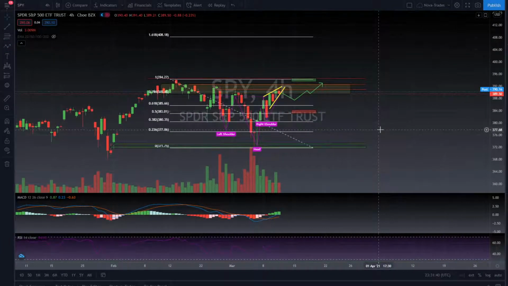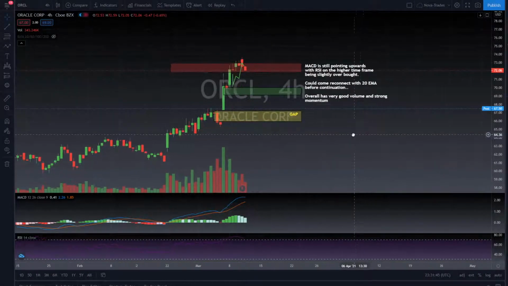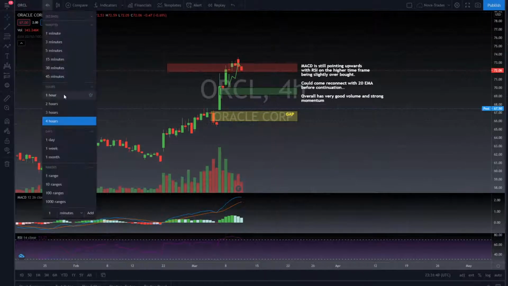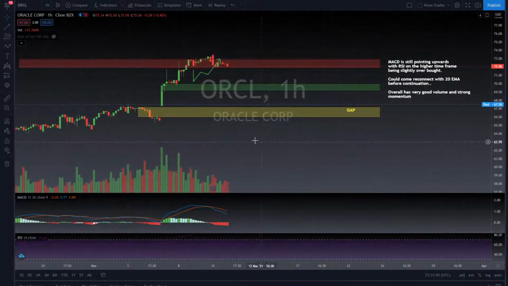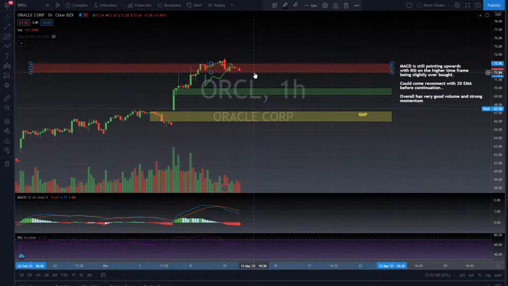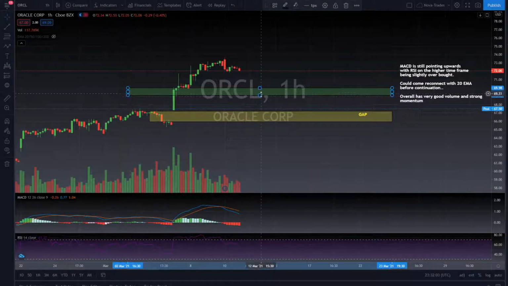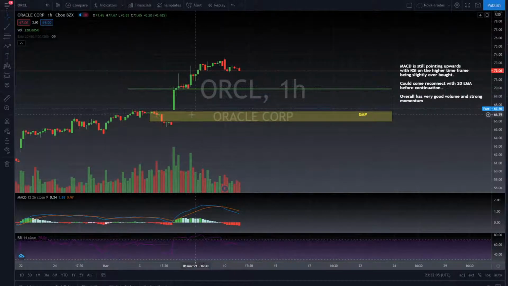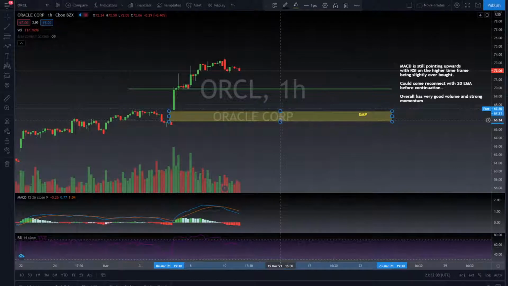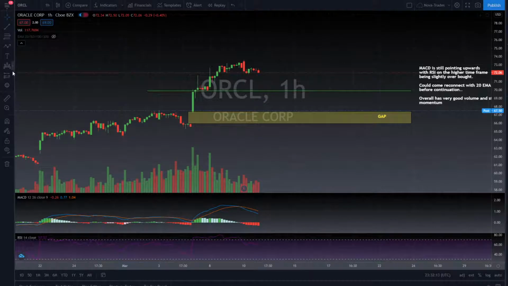Let's see what Oracle's up to. So Oracle, we drew this out at the beginning of the week. MACD did cross down, but Oracle has made itself a decent support level right here. It still has that gap sitting under itself, which I'm not a big fan of. Volume is decreasing, but the fact that it's holding the level that it's at right now.